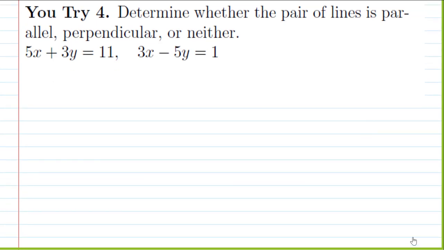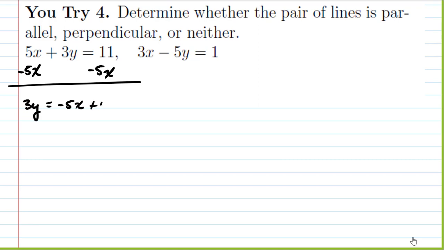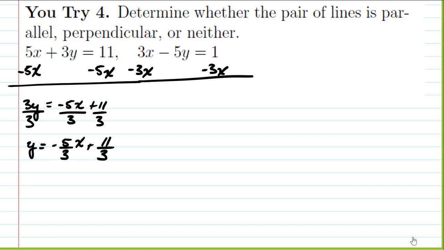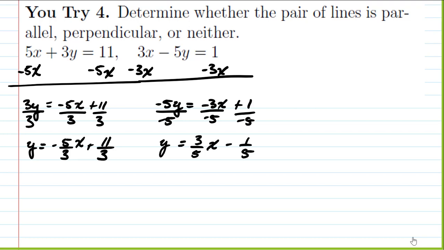Let's go ahead and work this. So the first thing we need to do is isolate y in each of our equations. So subtracting 5x from both sides gives 3y equals -5x plus 11. Divide by 3, and we get y is equal to -5/3 x plus 11 over 3. Similarly, we subtract 3x from each side, and we get -5y equals -3x plus 1. Divide by -5, and we get y is equal to +3/5 x, take away 1/5.